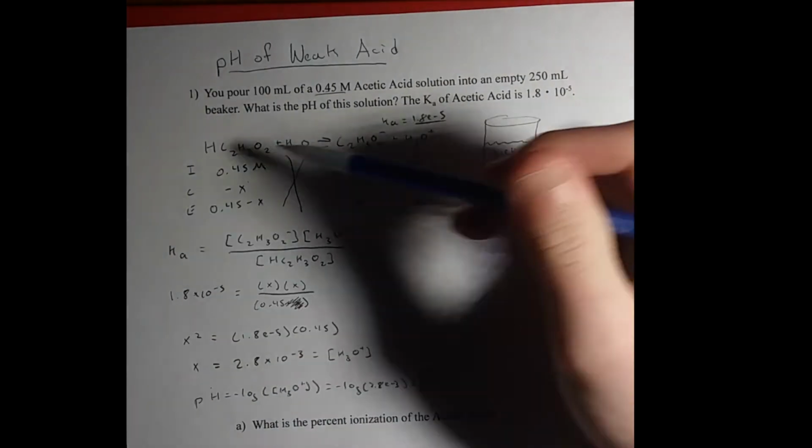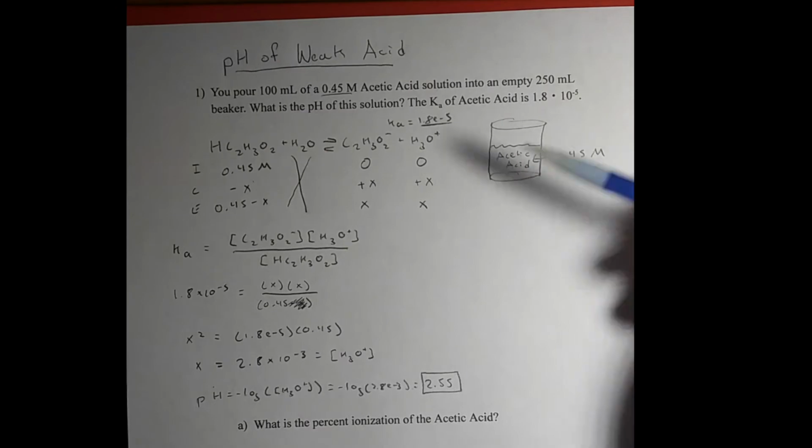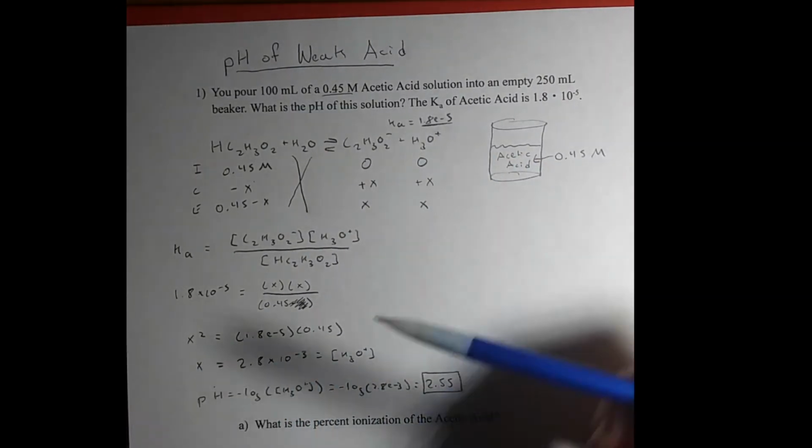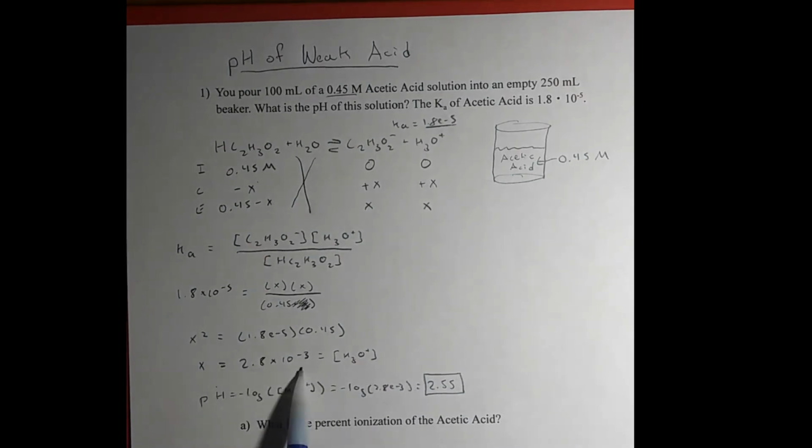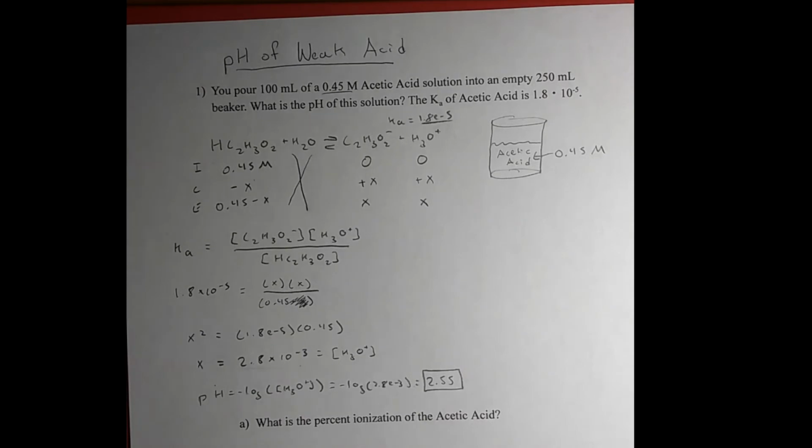As you can see, we wrote in our equation, we did our ICE table, we plugged our numbers into our equilibrium expression, and realized that we can use a little x here because it's way smaller than 0.45. You can ignore it. Then we just solve for x, and we solve for pH.